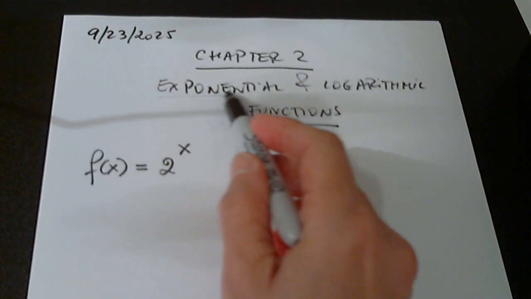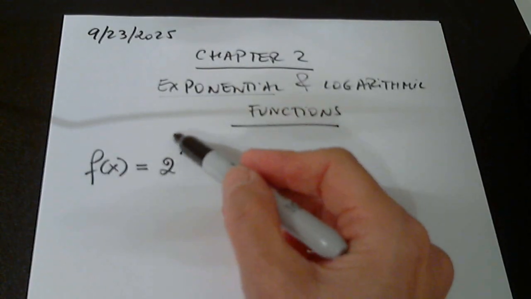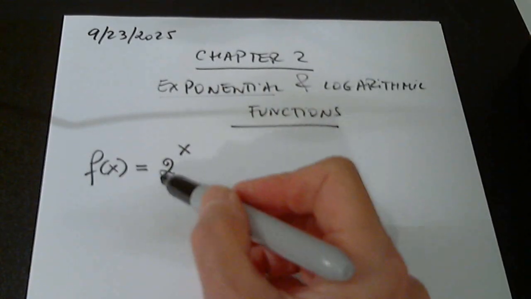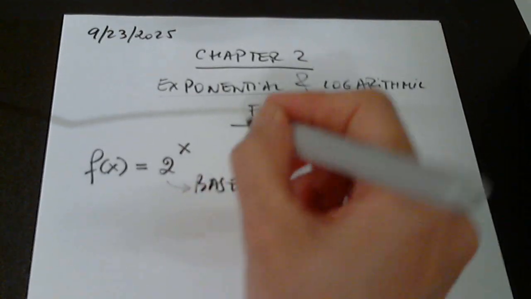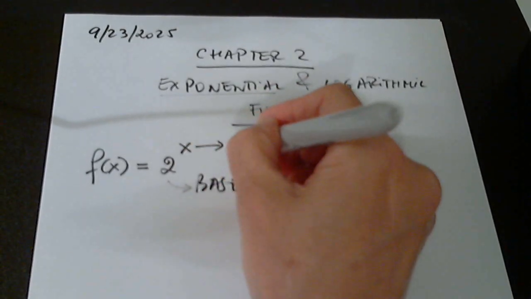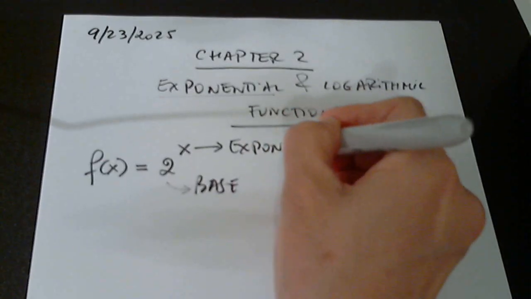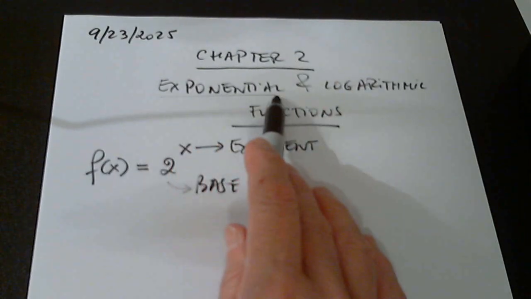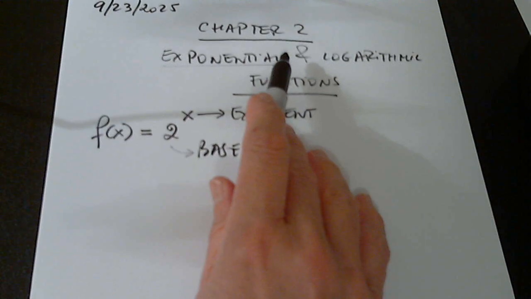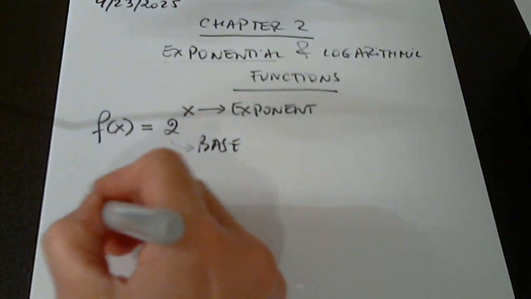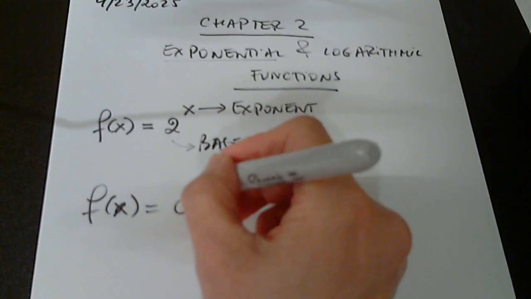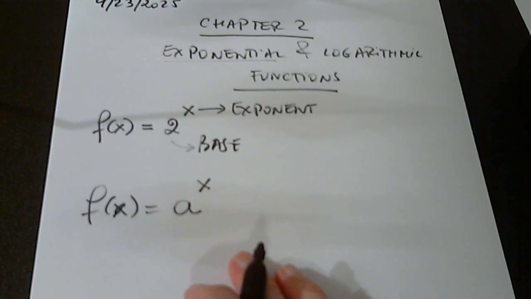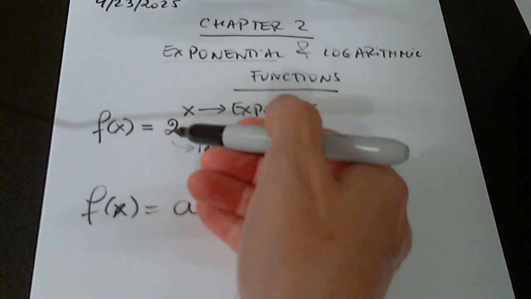So it's called exponential because the variable is the exponent, not the base. So this is the base, and this is the exponent. That's why it's called an exponential function. So in general, this is f of x equals a to the power x. An example is when a is 2.